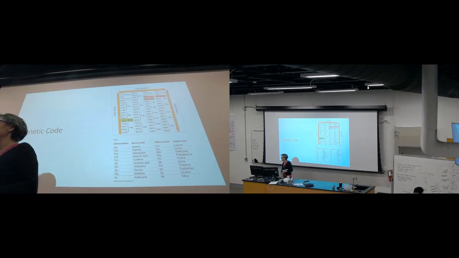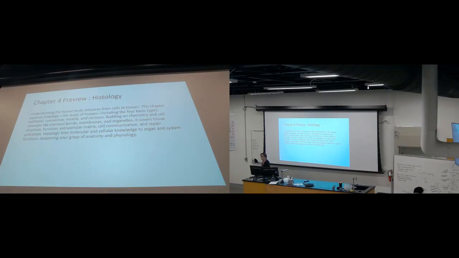And then we already saw this genetic code, how this DNA codes for that. Any questions? Okay, so for histology, basically you're going to understand in this chapter what are the different types of cells that we have, how they form tissues, and what are the four main types of tissues that we have, and how they start forming organs.